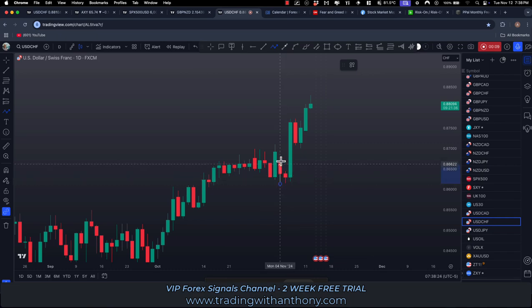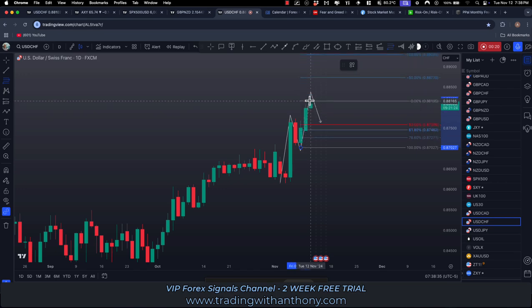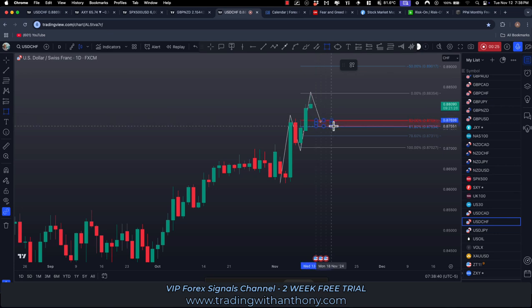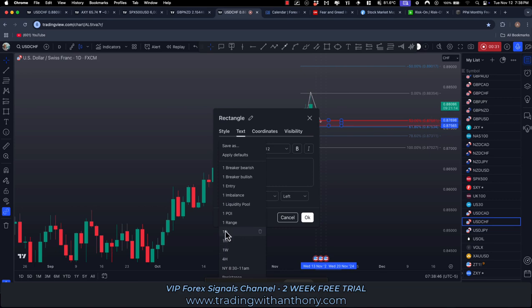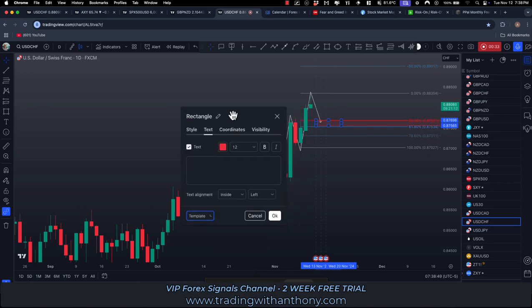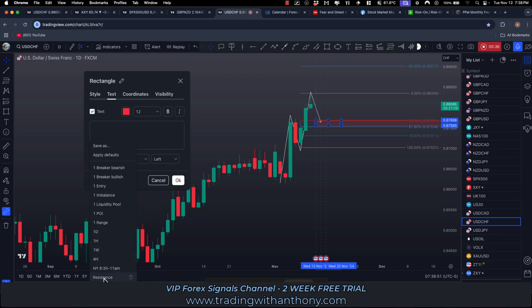We have swing low, swing high, retrace, swing low, swing high, retrace. Grab a Fibonacci from the swing low to the swing high. I'm looking for an entry point into the 50 to 61.8 Fibonacci zone. That's my sweet spot. However, I want to see price action play out in a certain way.